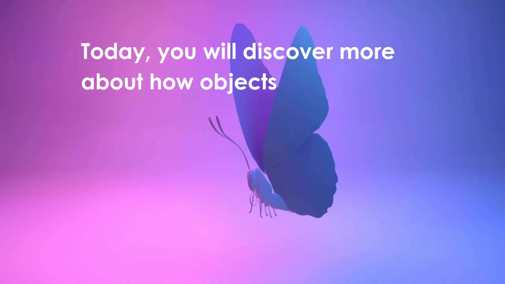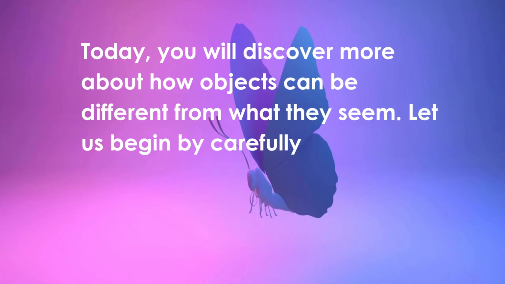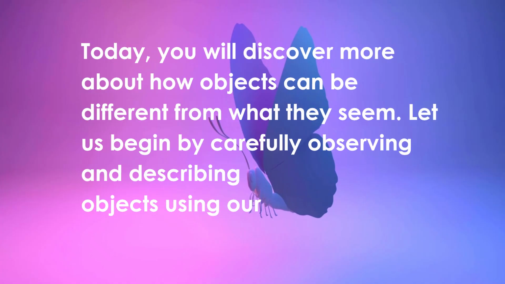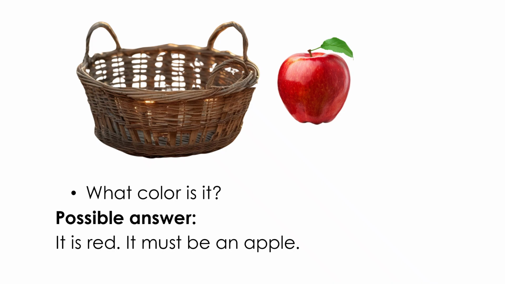Today, we will discover more about how objects can be different from what they seem. Let us begin by carefully observing and describing objects using our senses. It is an apple, kids. What color is it? Possible answer: it is red. It must be an apple. Good job, kids!